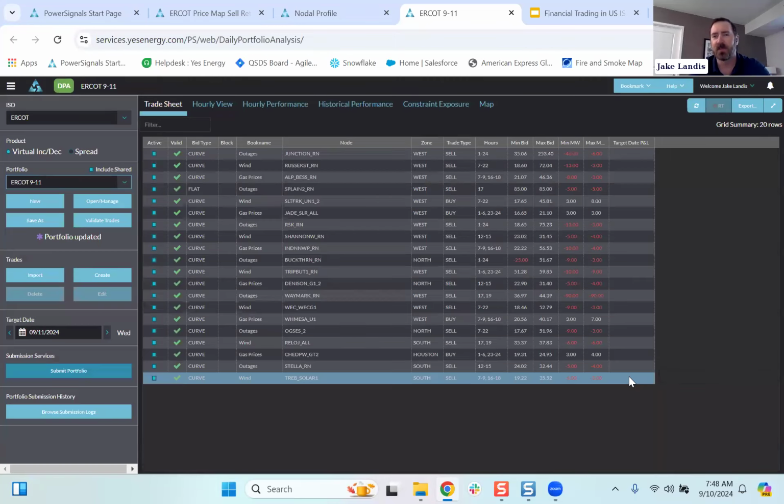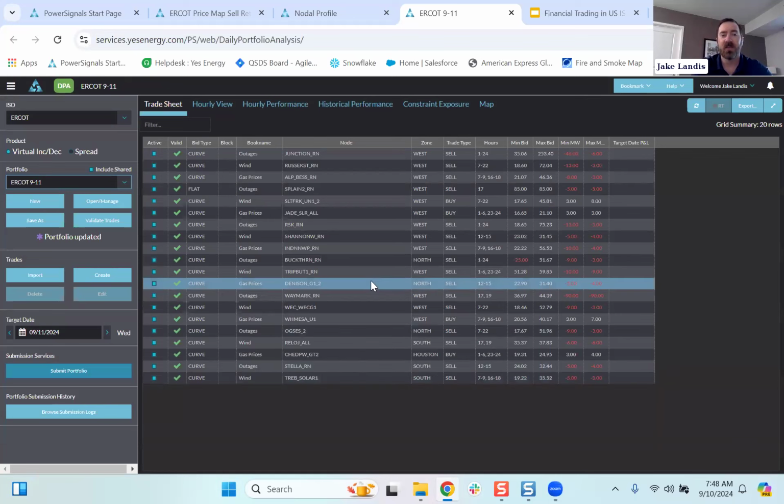Obviously, it's a test system. Yes Energy does not have any active trading certificates. But the other really cool thing that I can do is withdraw all these trades. And while that sounds simple, all the different markets have different ways of doing that. Some of them make you submit zeros back into that portfolio to cancel out all those trades. Some you can simply withdraw.